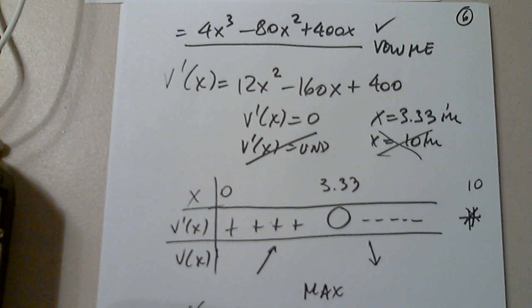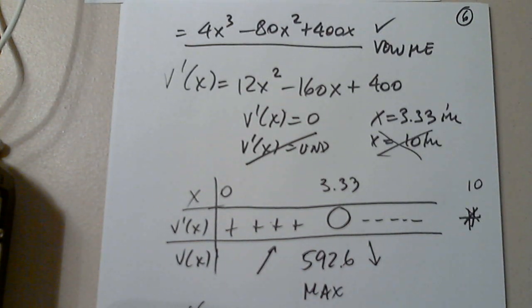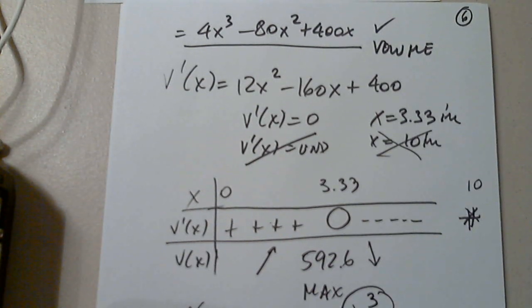So 4x cubed, that's the function, that's the volume, minus 80x squared, and plus 400x. And now I plug in that 3.33. 3.33, and the function is in red. So it's 592.6. And since we're talking about volume, the measurement unit is cubic inches. Cubic inches for the measurement unit for the volume.